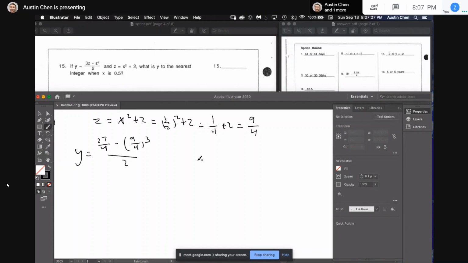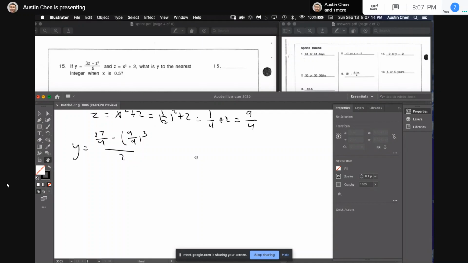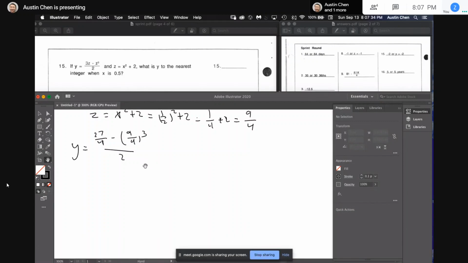So perhaps I would estimate this as a decimal, or maybe we can do it with fractions as well. I don't know. What do you think, Bill?